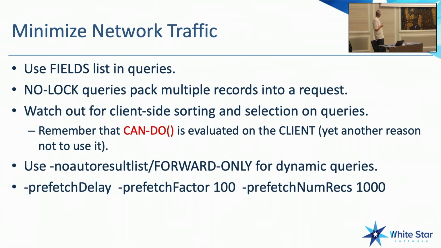If you can, use NO-AUTO-RESULT-LIST and do forward-only queries, so you don't have to scroll back and forth in the queries, that'll improve the performance of those. And use a large number of prefetch records. So you've got this big message size, you want to stuff as many records as you can into it. The default to OpenEdge 12 was 16 records. 16 is a very small number of records, so set it to 1,000 or higher, depending on the nature of your data.